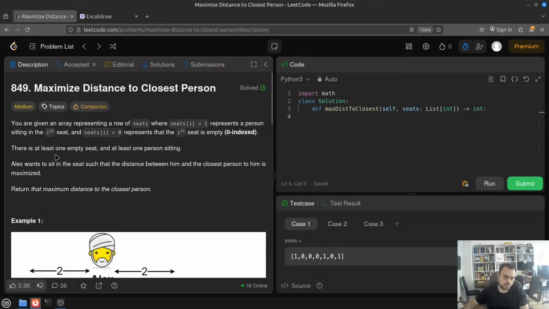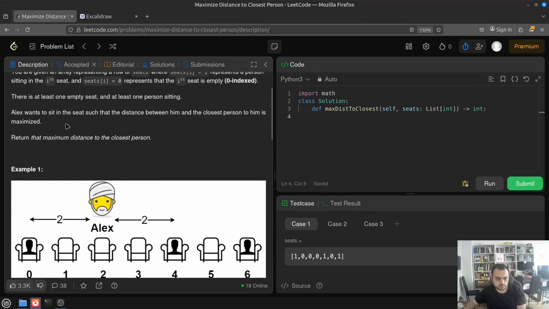And the next thing, there is at least one empty seat and at least one person sitting. So there is a constraint that there will be at least one 1 and at least one 0 inside the input. Alex wants to sit in the seat such that the distance between him and the closest person to him is maximized. Yeah, so he's an introvert.